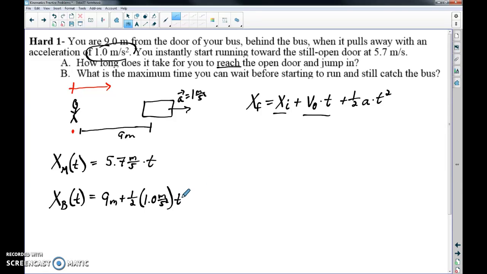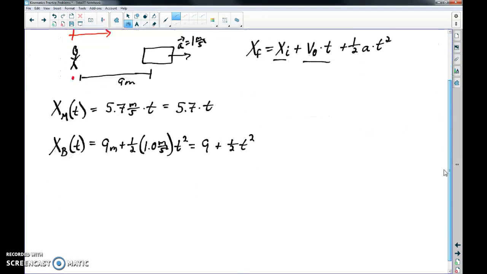And times time squared. I'm going to write both these equations without any units so we can do some math here. This is 5.7 times t. And my equation for my bus is 9 plus 1/2 times 1 is just 1/2, so 1/2 t squared. Okay. So to answer part A, how long does it take for you to reach the door of the bus? Remember, reach is when my positions are equal. How do I do that?